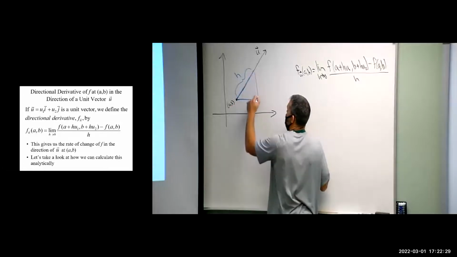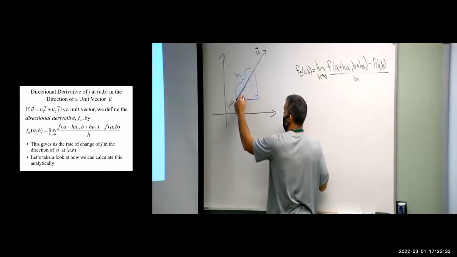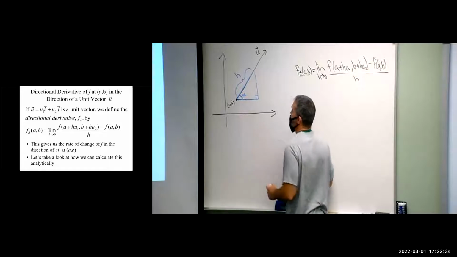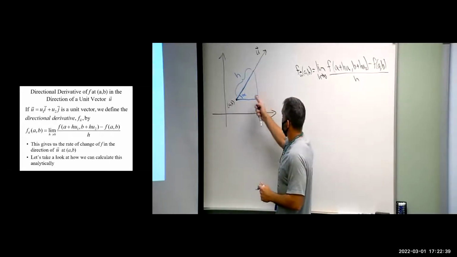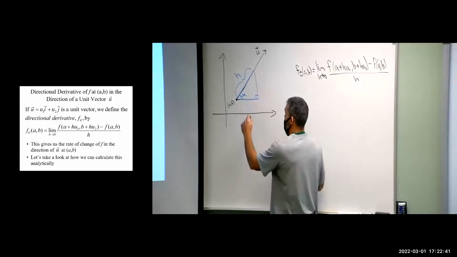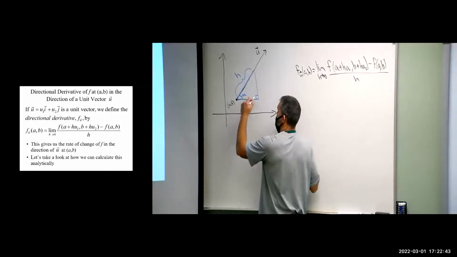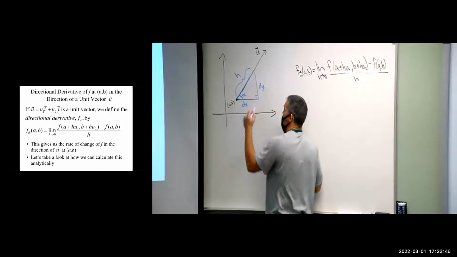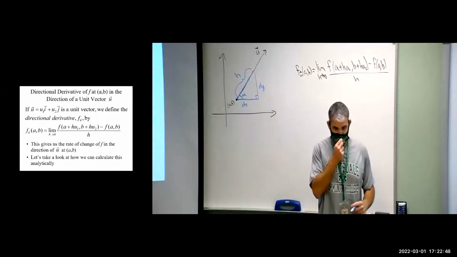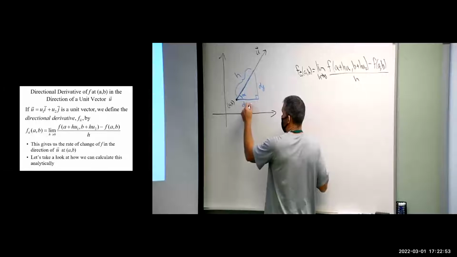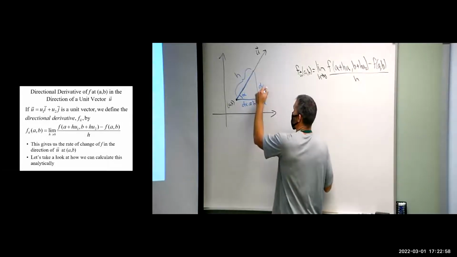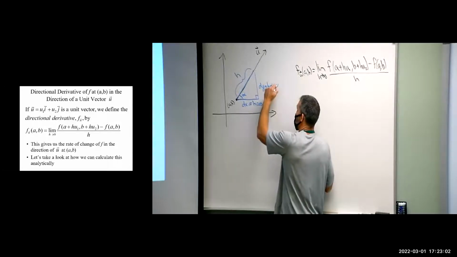Well, let's get in our right triangle, and we'll call this angle alpha. Now, what we have here are basically our change in x, so dx, and our dy. It's going to be some right triangle trig. You know, we have our adjacent side. So this is h cosine alpha. This is our opposite side. So this is h sine alpha.